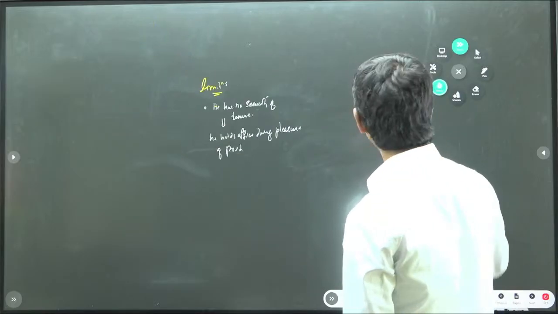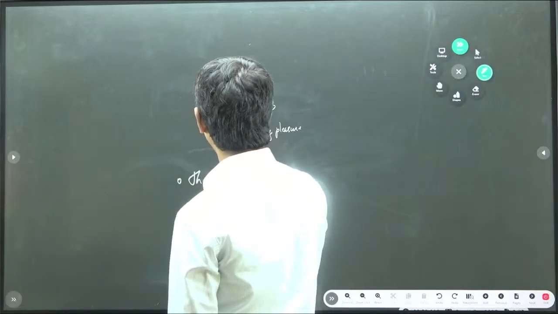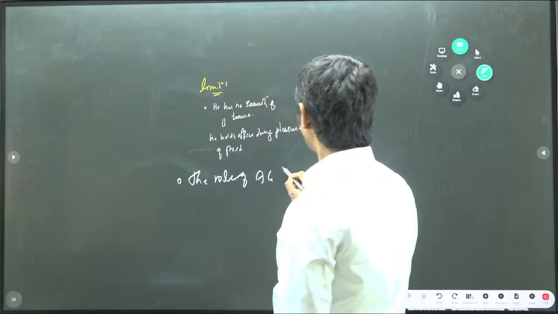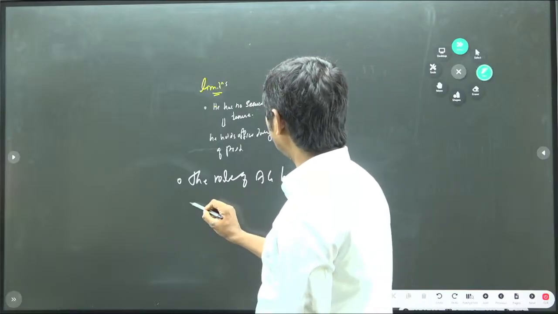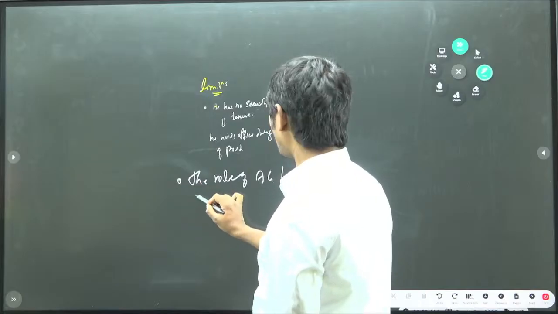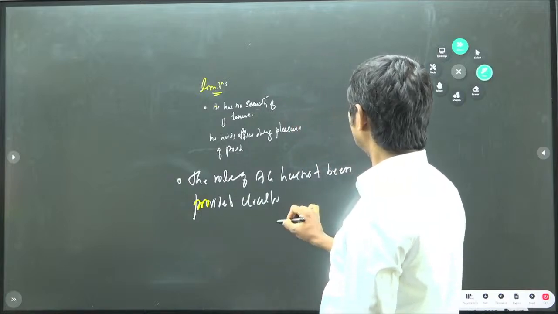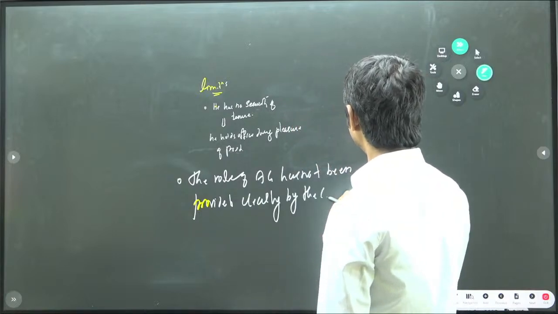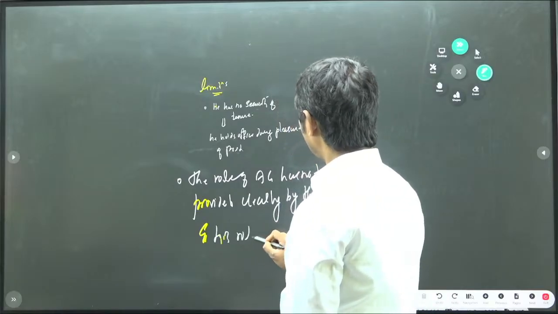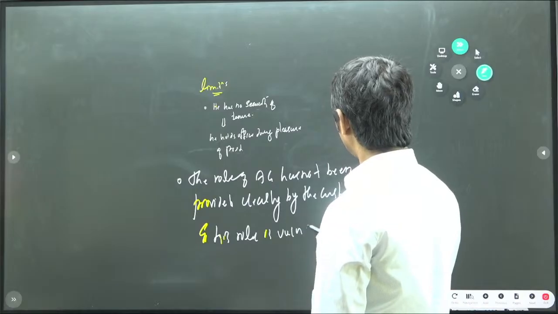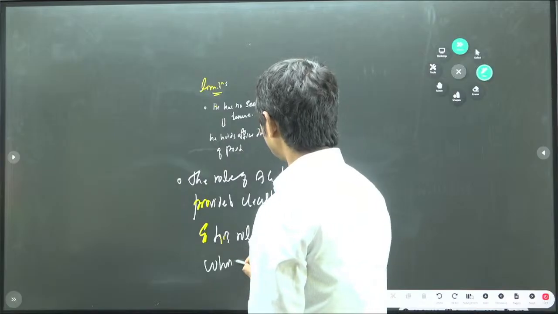And number two, the role of the AG has not been provided clearly by the Constitution, and his role is vulnerable to the whims and fancies of the government.